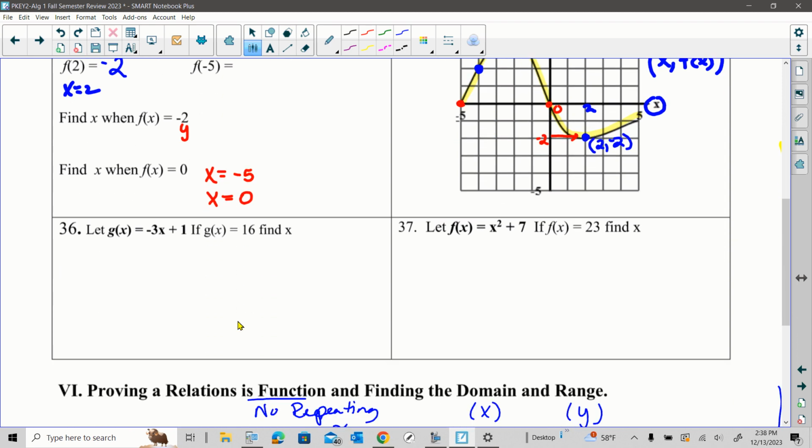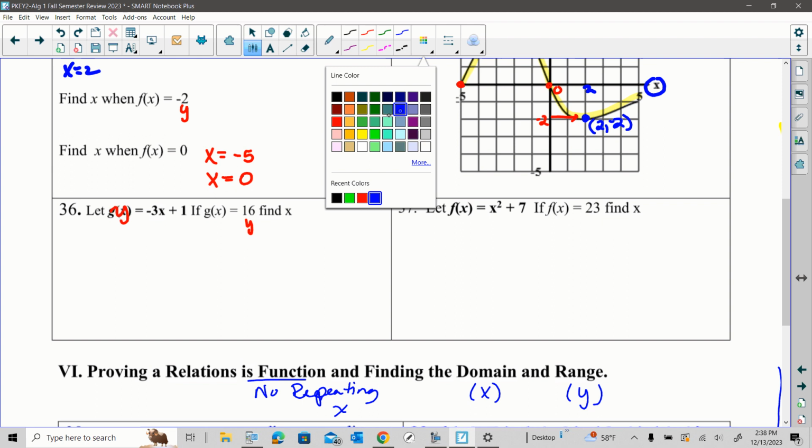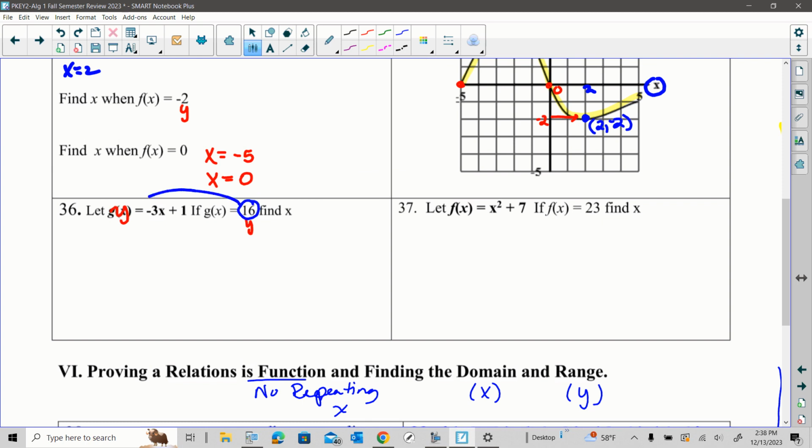Now, for problems like this, when you don't have a graph or a table, you're going to have to use pencil and paper to solve. So it says if g of x equals negative 3x plus 1, and g of x equals, not 14, 16, sorry. Remember, this is the output. This is like my y. Remember, your function notation is like a y. They want us to find the x. So to do that, you have to take this 16 and plug it in place of y, and then rewrite it. So this is going to be 16 equals negative 3x plus 1, okay?